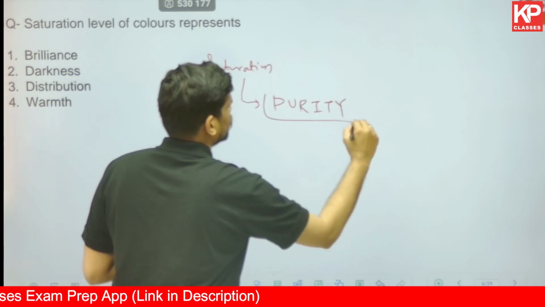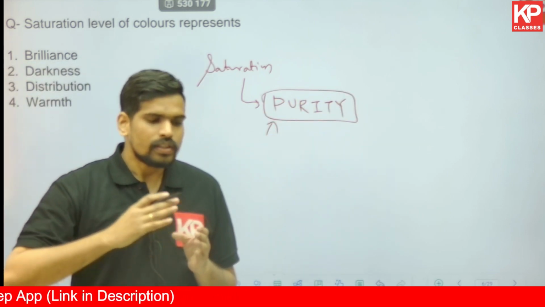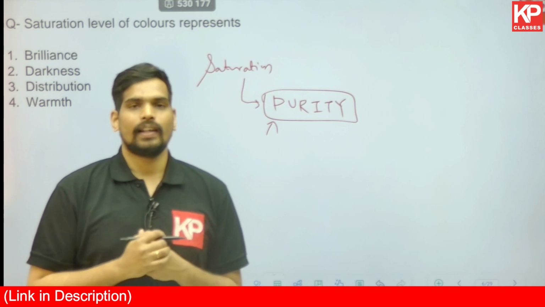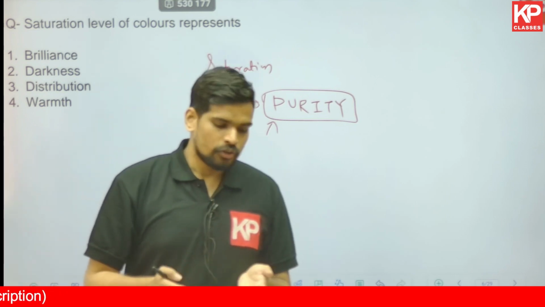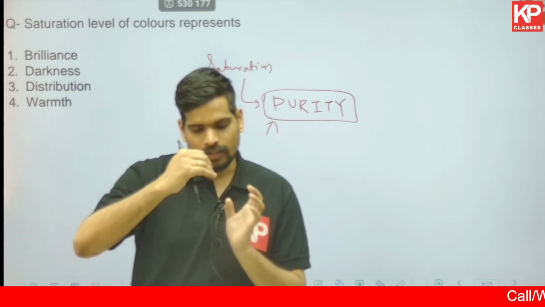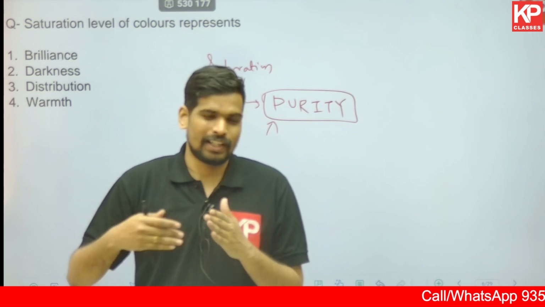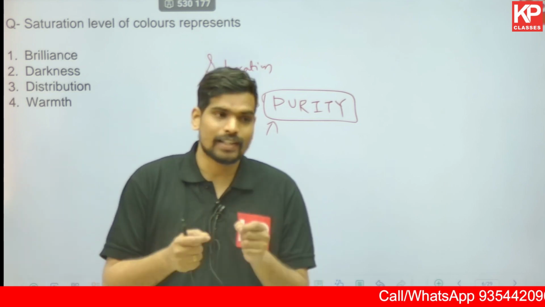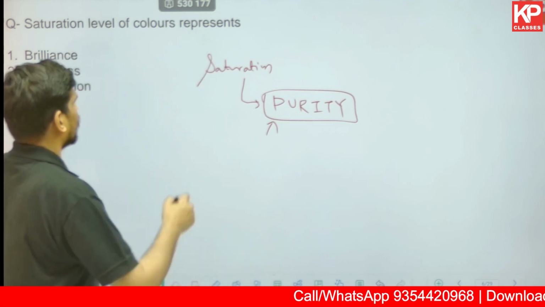So basically, in any object which is colorful, there is a level of purity of the color in it. For example, you take a paint which is red in color and mix some white into it. The purity of it will keep on reducing as you mix white into that paint. It will become lighter and lighter and lighter. So that is basically reducing the brilliance of it, reducing the purity of it.